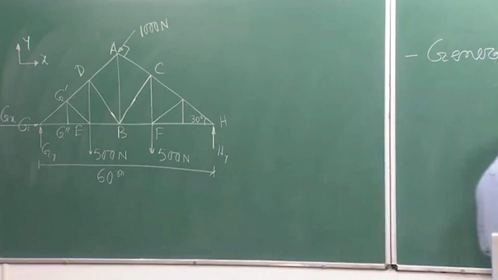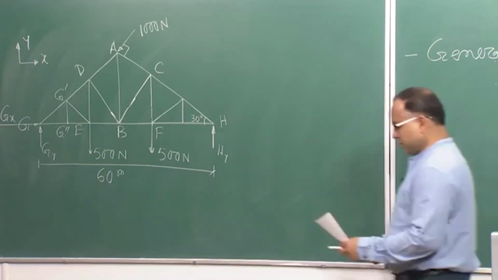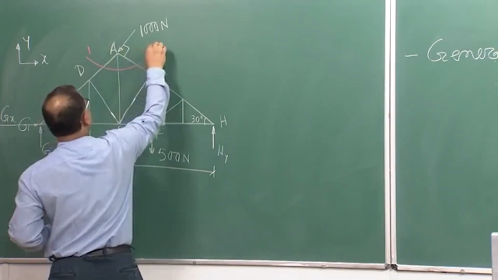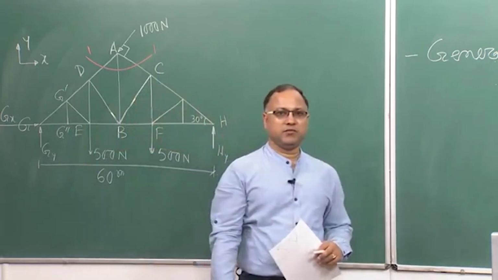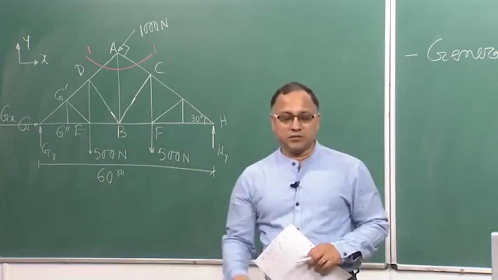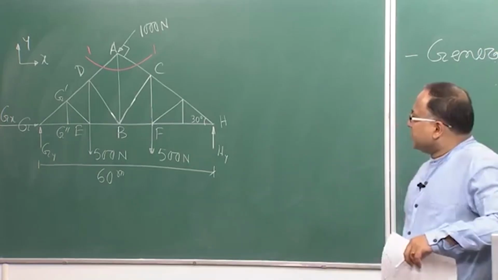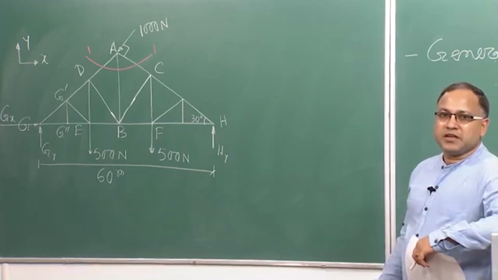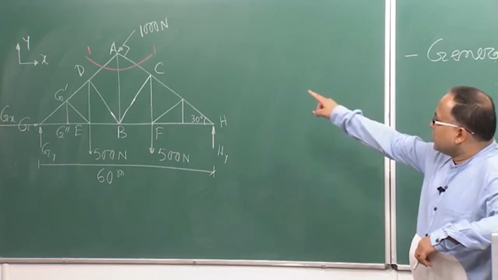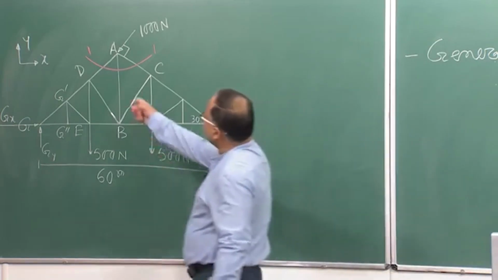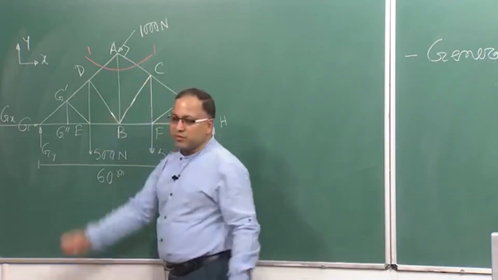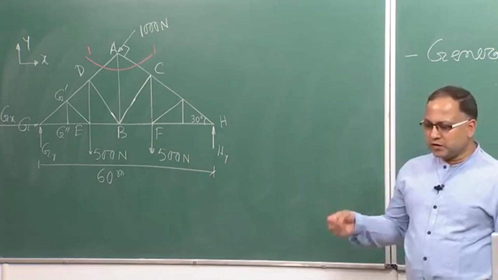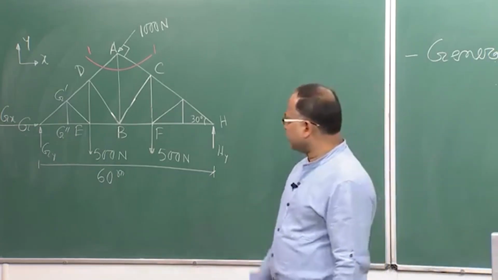So, let us take the sections. The first section, as I told you, can be a straight line or curved. Here section 1-1 is a curved line, and generally a section cuts 3 members. So, it is cutting 3 members: this is 1 member, 2 members and 3 members. So, it satisfies all the conditions we have discussed for the method of sections.